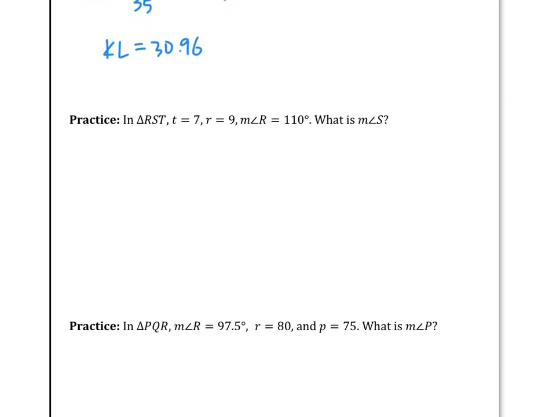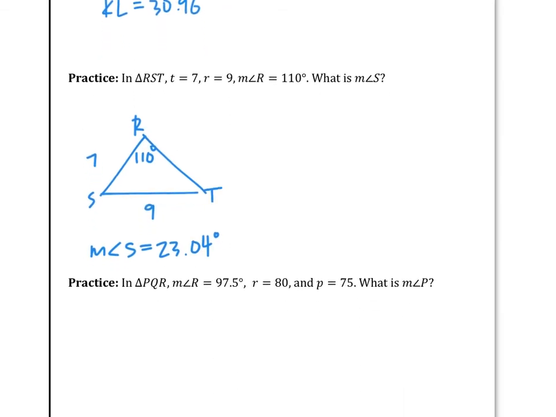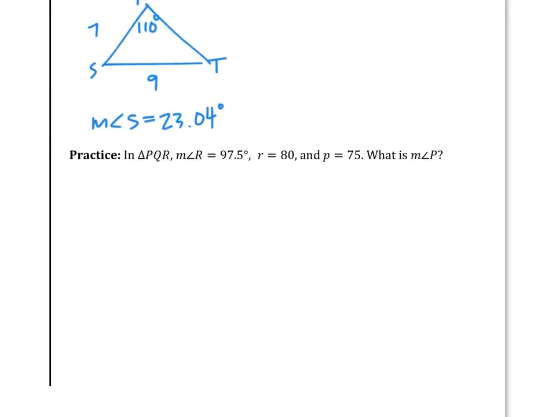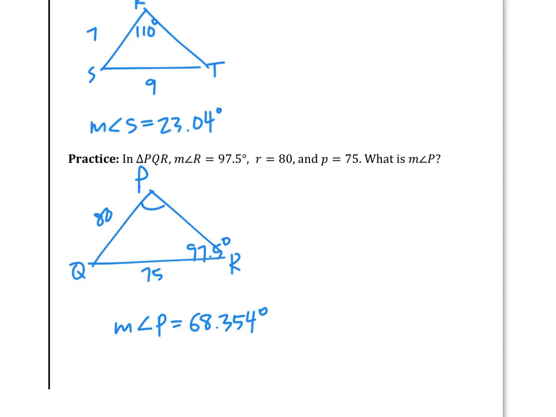All right, go ahead and give this next one a try. Okay, this one is slightly more difficult because you would have to do an inverse sine to figure out measurement of angle T before you can use triangle sum to find S, but angle S is 23.04. All right, one more on this page. Go ahead and give this one a try. All right, and this is the angle for measurement P.